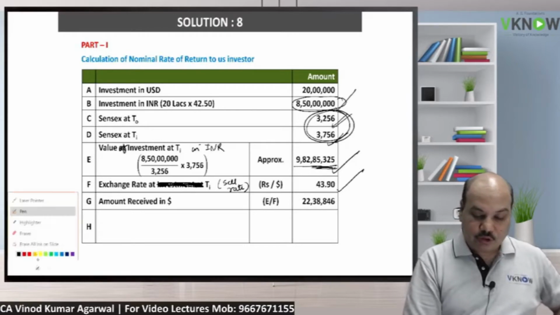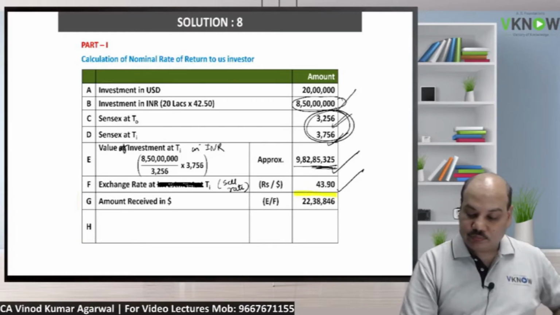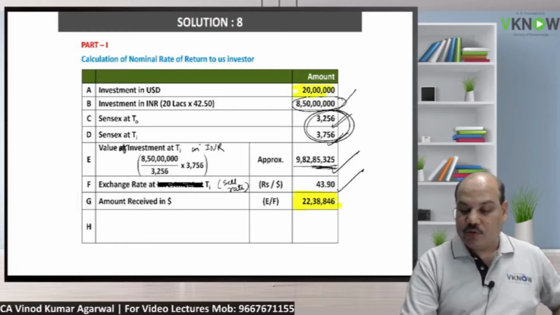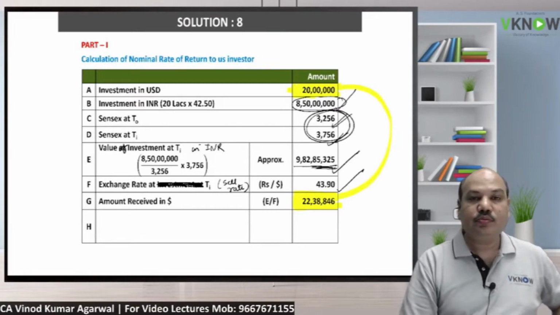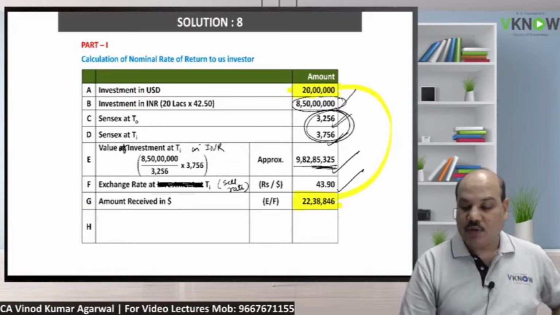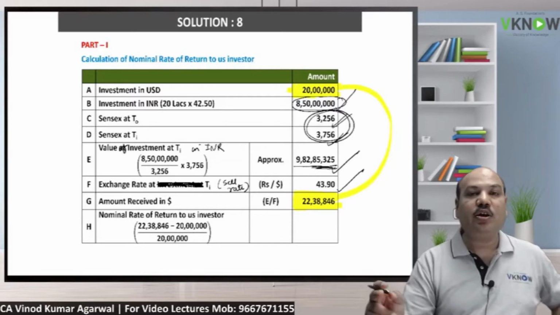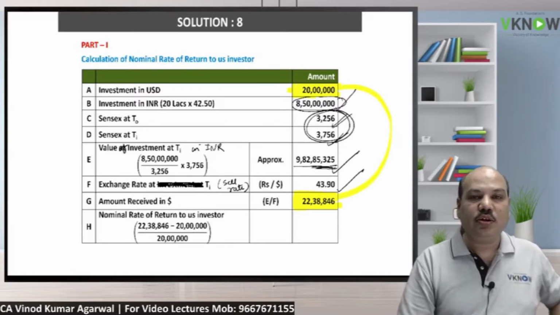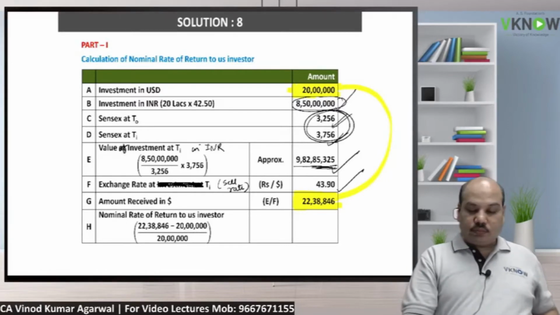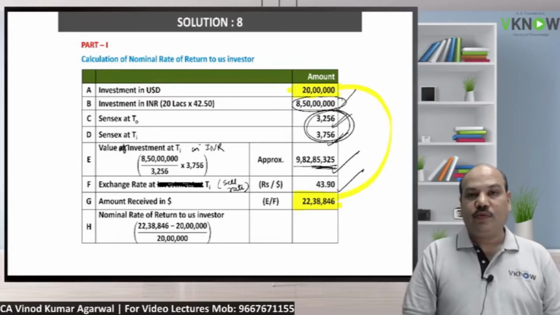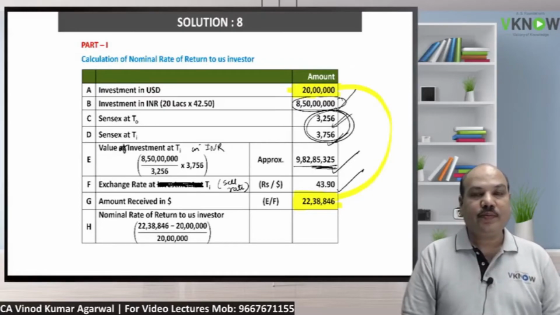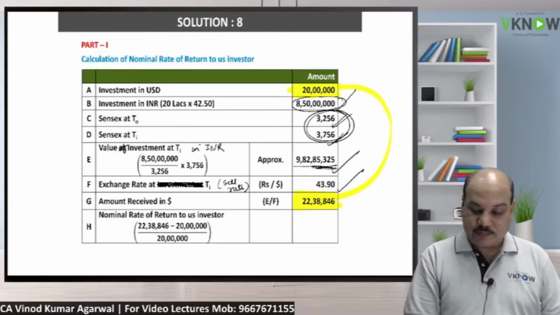Check the answer. 2238846. Now you will understand, this is what I got after 1 year, and this is 20 lakh we have invested a year ago. Compare these two. So there is a gain, and this is the nominal rate of return to the US investor. So write down nominal rate of return to the US investor.